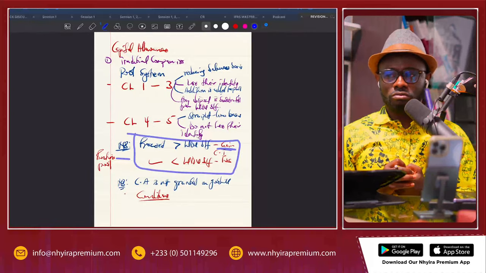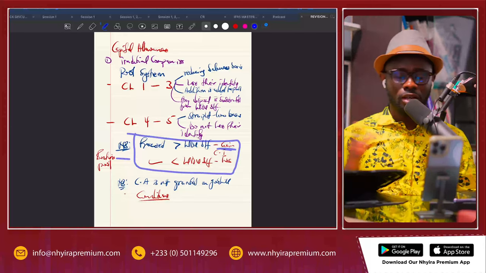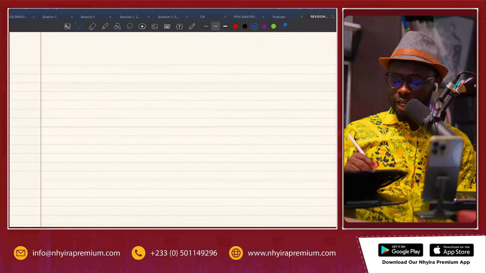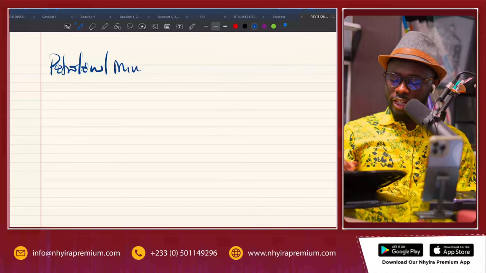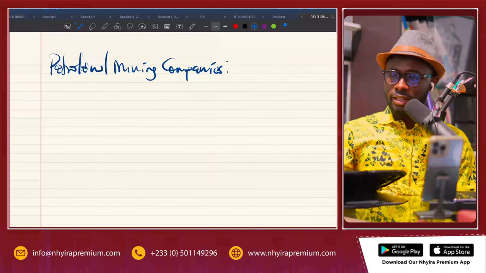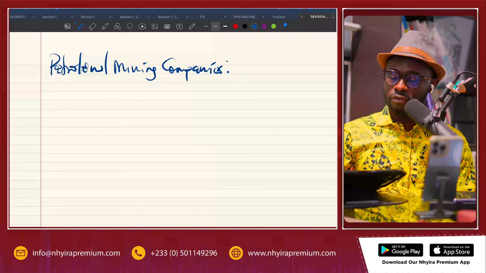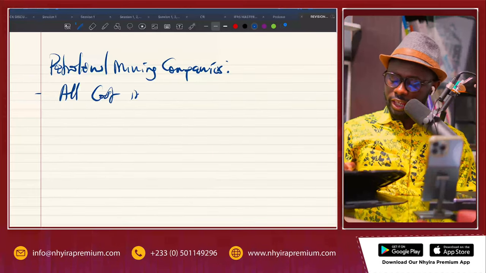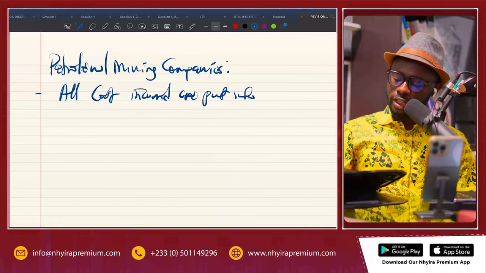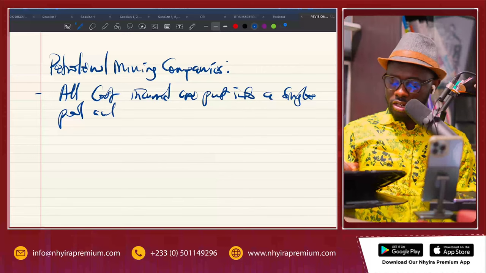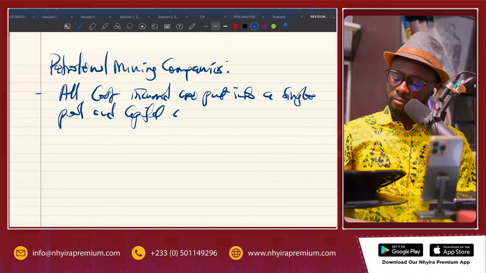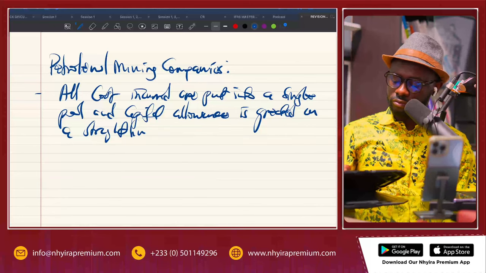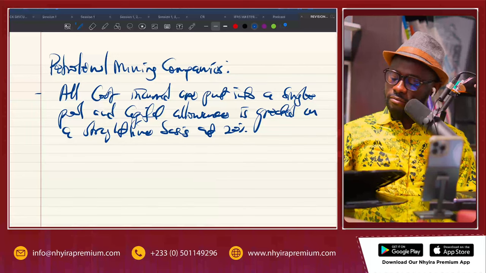Okay. So that is for traditional companies, okay? And that is purely principles of tax and then advanced taxation as well. But then when it comes to the companies operating in the petroleum sector, so petroleum or mining companies, the journey is a little bit different here, and the treatment is a little bit different. Here, all costs incurred will be put into a single pool, okay? All costs incurred are put into a single pool, and capital allowance is granted on a straight line basis at 20% or over 5 years.